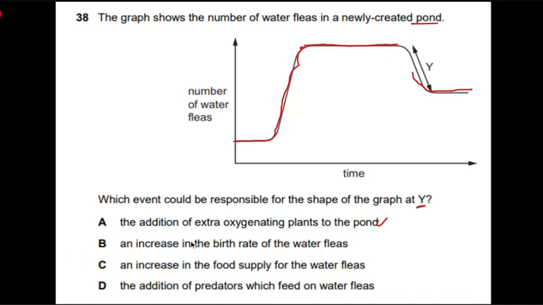Option B, an increase in the death rate of the water fly. An increase in the birth rate was happening at this point here, so we can remove this one. Then an increase in the food supply, even this one we can remove, because it was happening at this point here. Then D, an addition of predators which fed on water flies. So this one is now going to be qualified to be an answer.